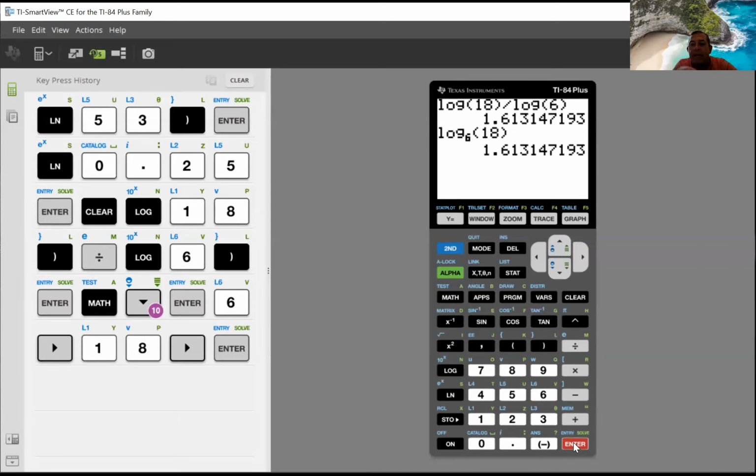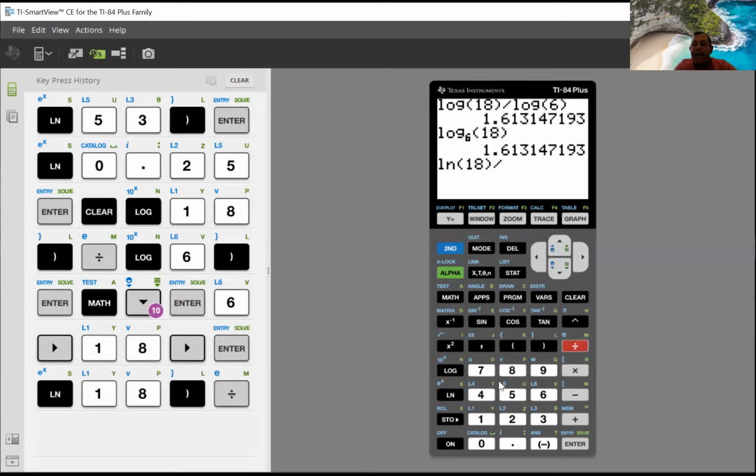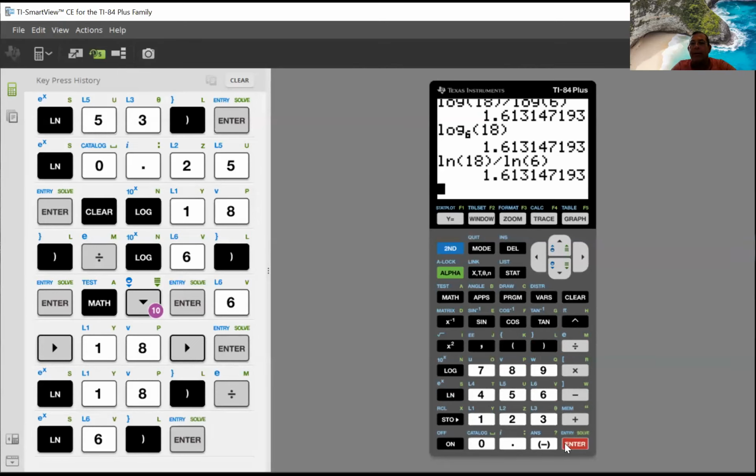Y'all, what's even cool is when I use the change of base, I don't have to use the log both times. I could use the ln both times. Watch this. I could do a ln of 18, close parentheses, divided by the ln of the 6, close parentheses. And look at that. I still get the same answer.